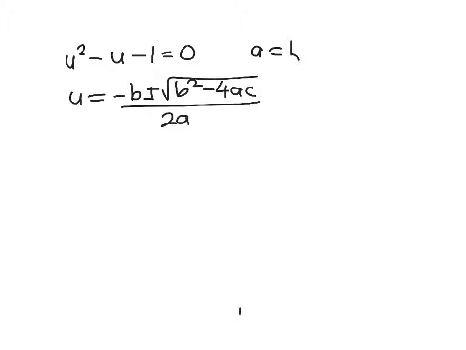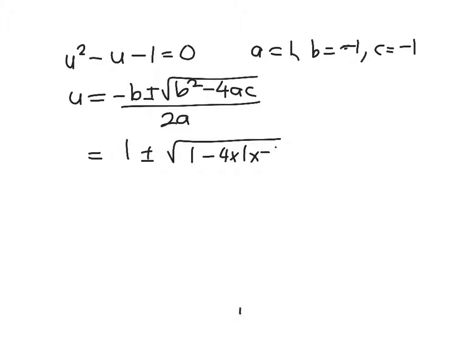We've got a is 1, b is negative 1, c is negative 1. I know some of you are going to skip through some of this, that's fine, but make sure you've got your working clearly set out. Right, so that's 1 plus or minus the square root of 1 minus 4 times 1 times negative 1.